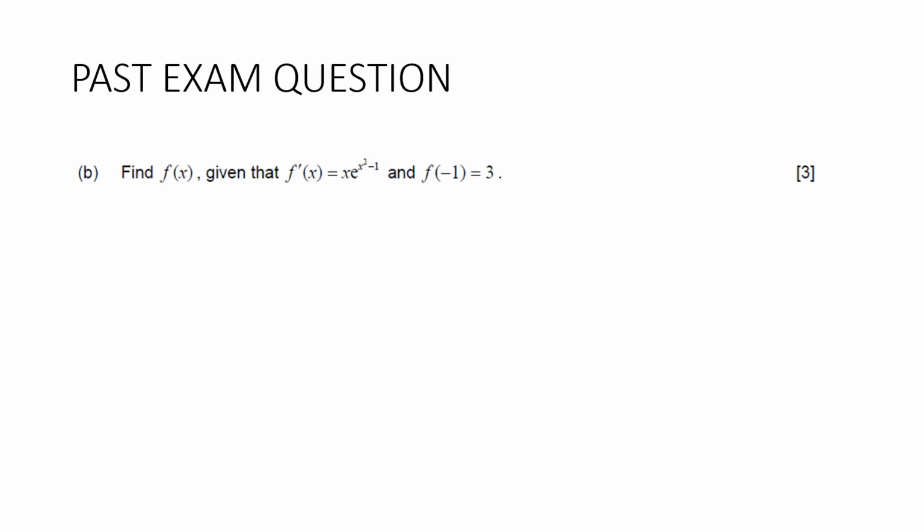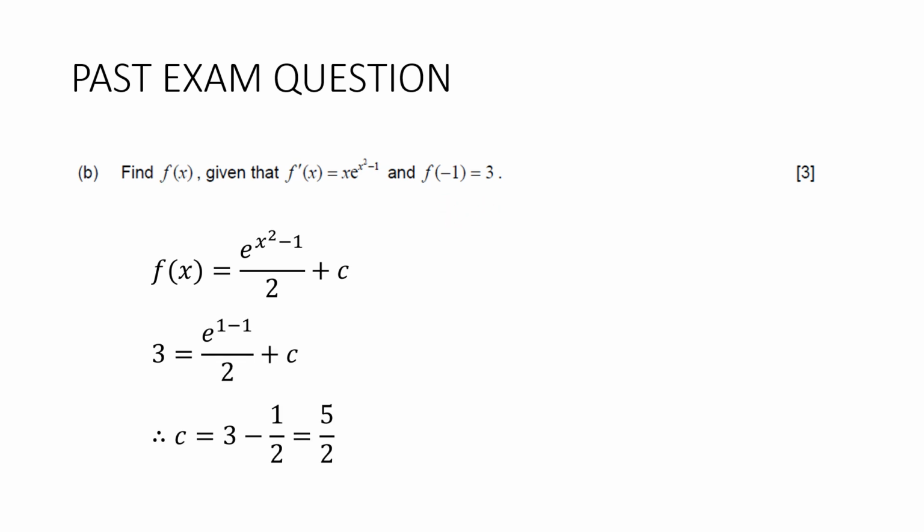B, find f of x given f dashed of x is equal to x e to the x squared minus 1, and f of negative 1 is equal to 3. So we're given the derivative. We want to find f of x and then resolve the constant. Now in part A, we found the integral of this. It was e to the x squared minus 1 all over 2 plus c. Let's substitute in x is equal to negative 1 and f of x is equal to 3. Tidying that up, c is equal to 5 over 2. Therefore, f of x is equal to e to the x squared minus 1 plus 5 all over 2.